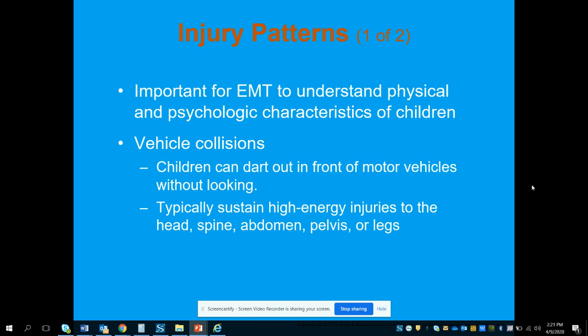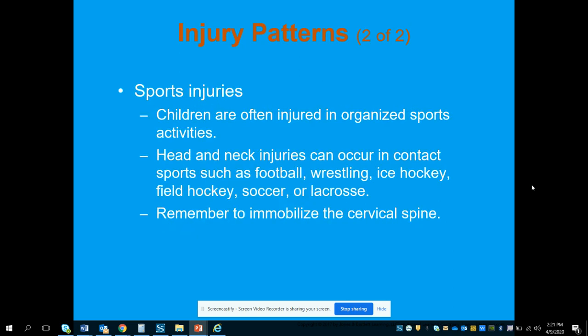If it was down and under from a larger vehicle, or it actually went underneath the vehicle, then you're looking at more skin injuries like road rash, and also burns potentially from the underside of the vehicle. Sports injuries are kind of common as well with organized sports, so head and neck injuries occurring in contact sports like football, wrestling, ice hockey, field hockey, soccer, and lacrosse.